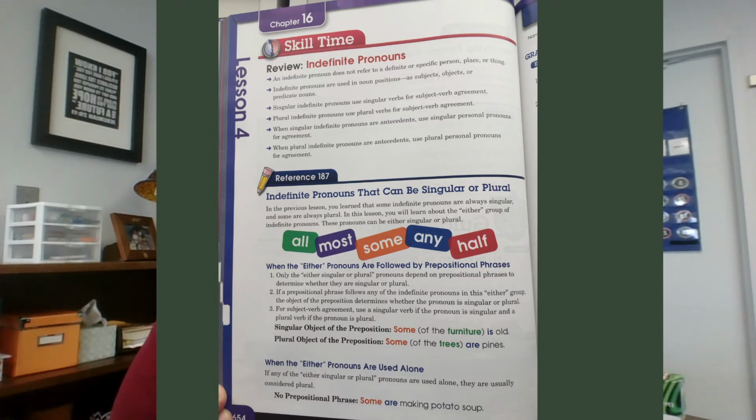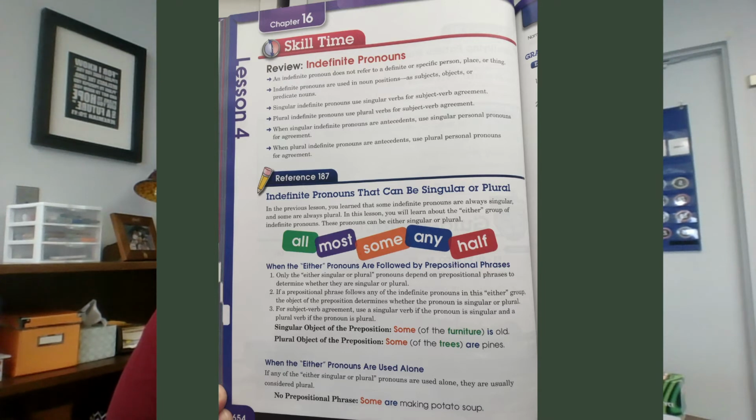Some of the trees are pines. So these are pronouns that can be used either singularly or plurally. So be really careful that your linking verb matches. Okay, now it says when the either pronouns are used alone. If any of the either singular or plural pronouns are used alone, they're usually considered plural.